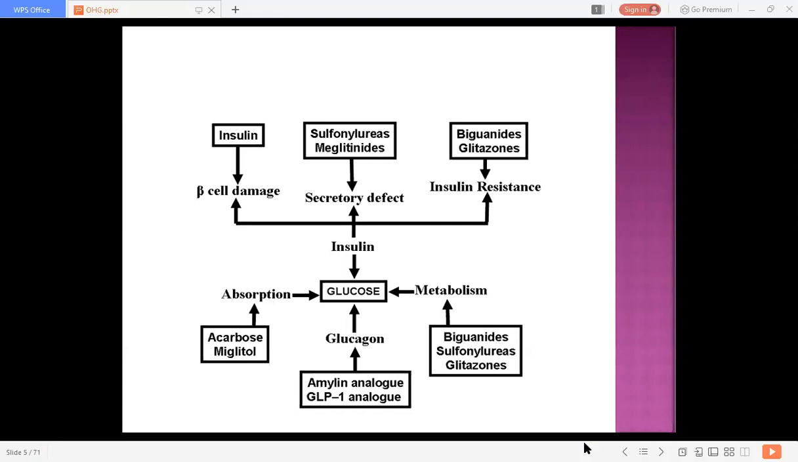Glucagon can be suppressed by parenteral non-insulin anti-diabetic drugs, that is Amylin analogs and GLP-1 analogs. Absorption of carbohydrates is hindered by alpha-glucosidase inhibitors. In this category, we have acarbose, voglibose, miglitol. Glucose metabolism irregularities can be corrected by biguanides, sulfonylureas, and glitazones.